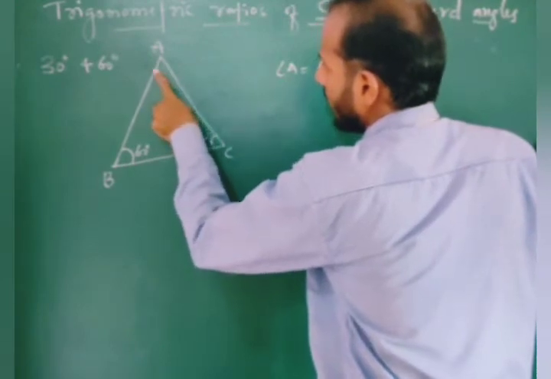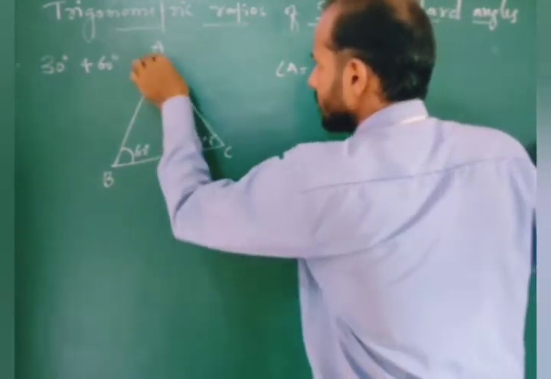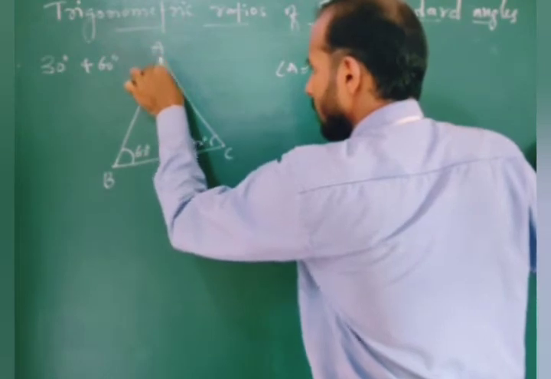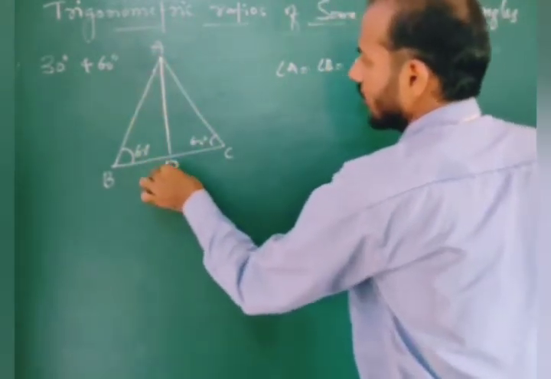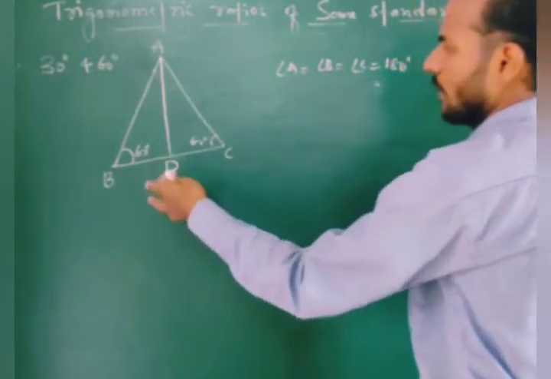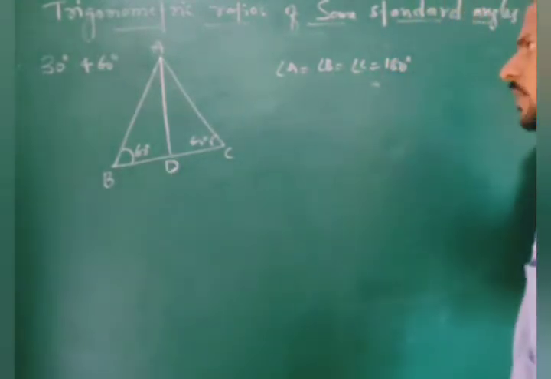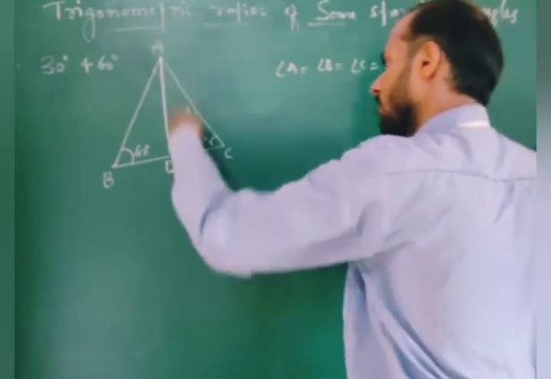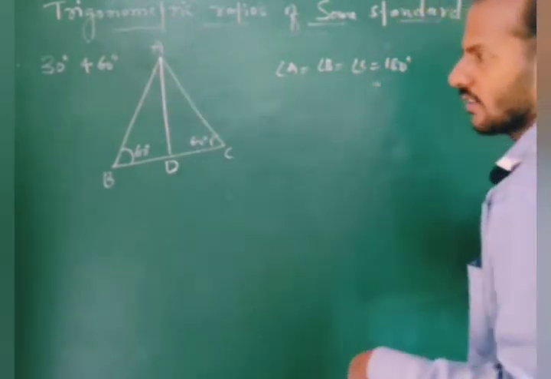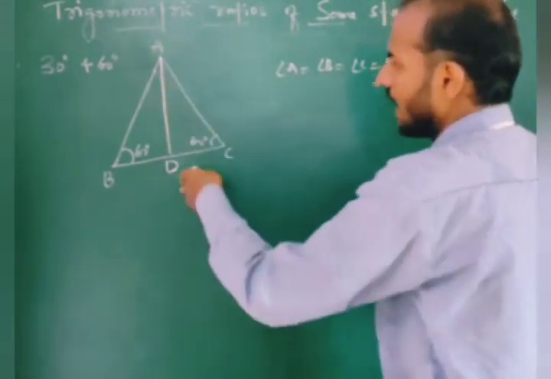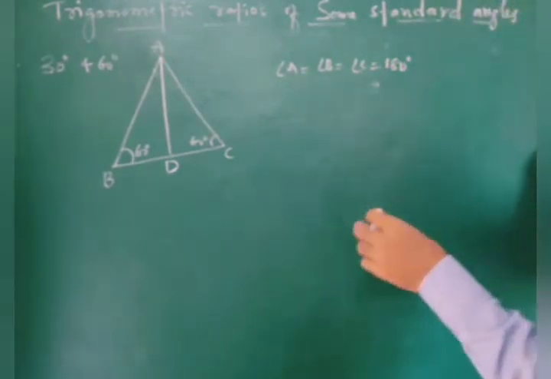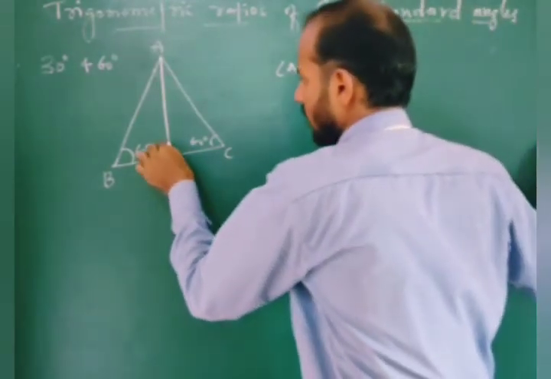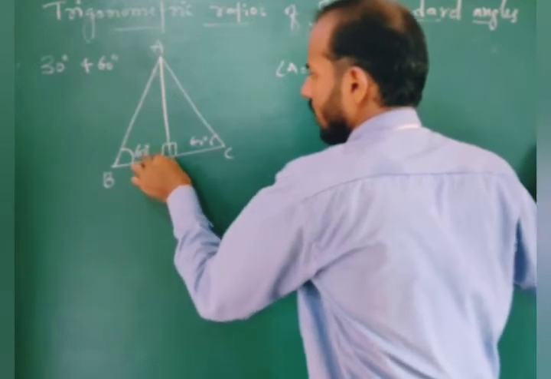Now I am bisecting here. BC is bisected by AD. अब मैं बाइसेक्ट कर रहा हूं यहाँ पे एंगल को. क्या कर रहा हूं मैं यहाँ पे? I am dividing the equilateral triangle by using AD, bisecting the equilateral triangle in two portions, right? It is nothing but a perpendicular line. It is 90 degree. Both are 90 degree here, right?